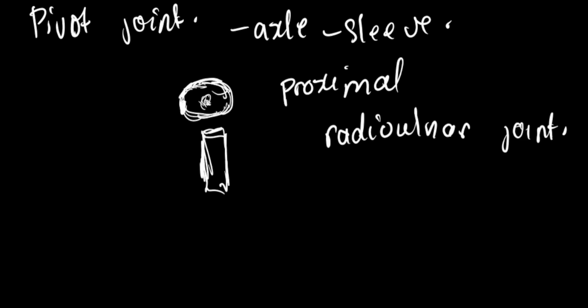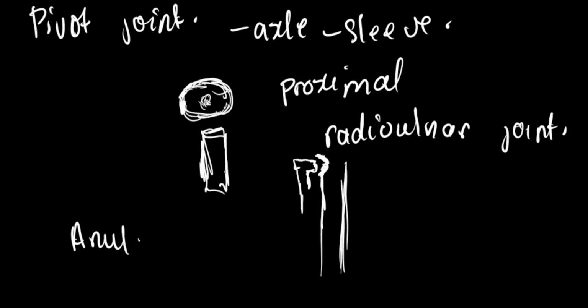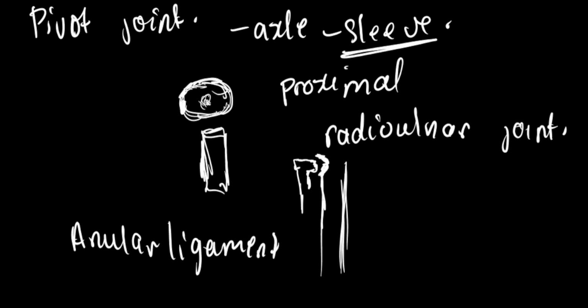Now for the proximal radio-ulnar joint, we have the ulna, and of course for the ulna we have the radial notch of the ulna, and then we have the head of the radius fitting into the radial notch in this way, and surrounding the head is what we call the annular ligament. Okay, so of course we can see in this case that this rounded band, which acts as the sleeve, is a ligament, not a rounded bone. And then of course we have the axle, which is the radius.